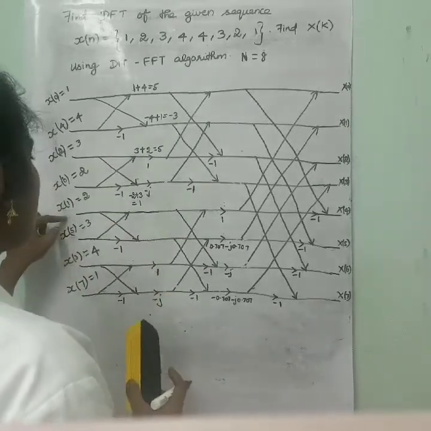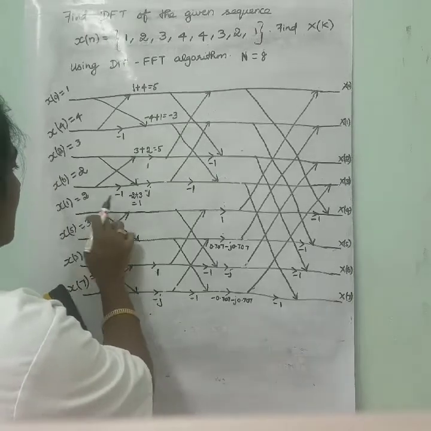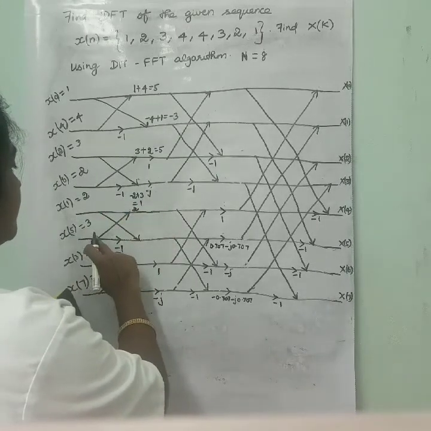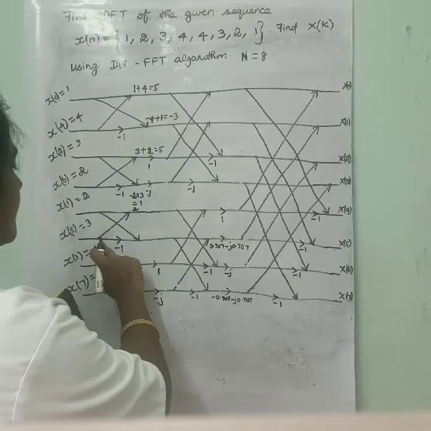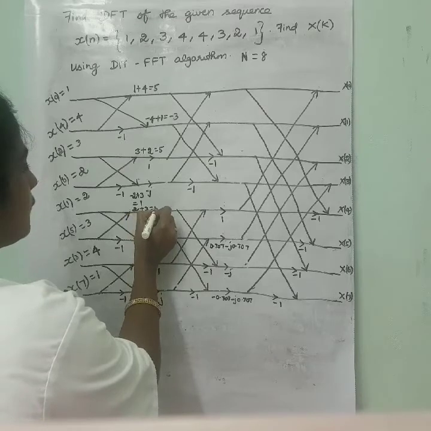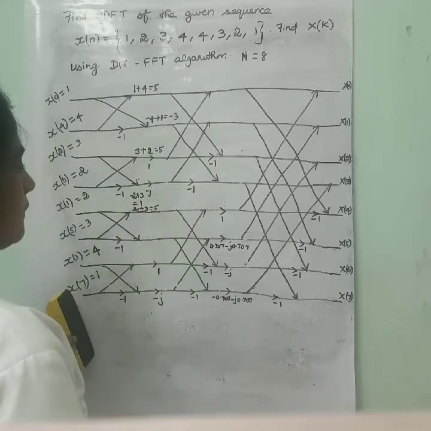So similarly for the fifth line, here the value of this line is 2 and here the value of the sixth line is 3, so plus 3. So you will get 5. So the answer is 5.